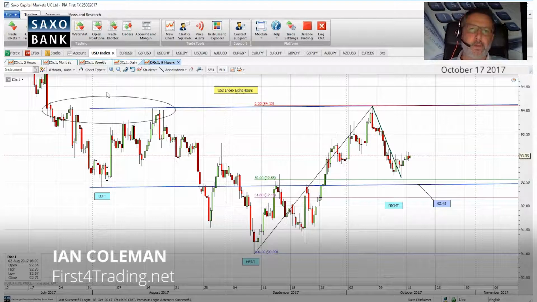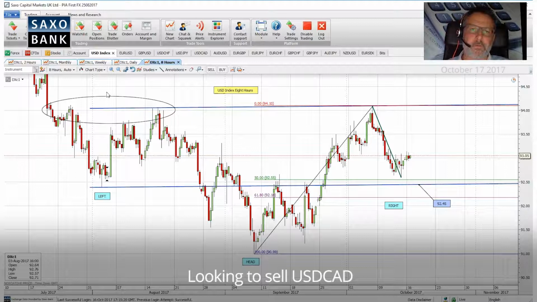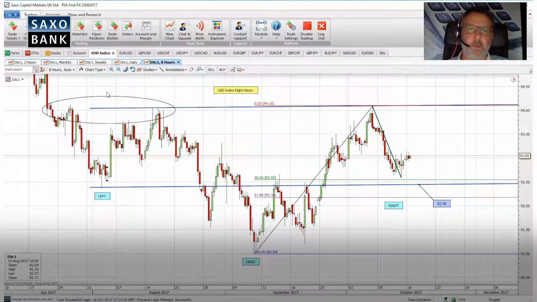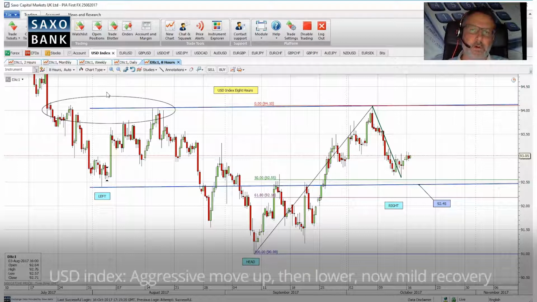Good morning. This morning we're going to be looking at dollar against the Canadian dollar. We've initiated a sell trade in this currency pair, but we're briefly going to talk about the dollar index first.